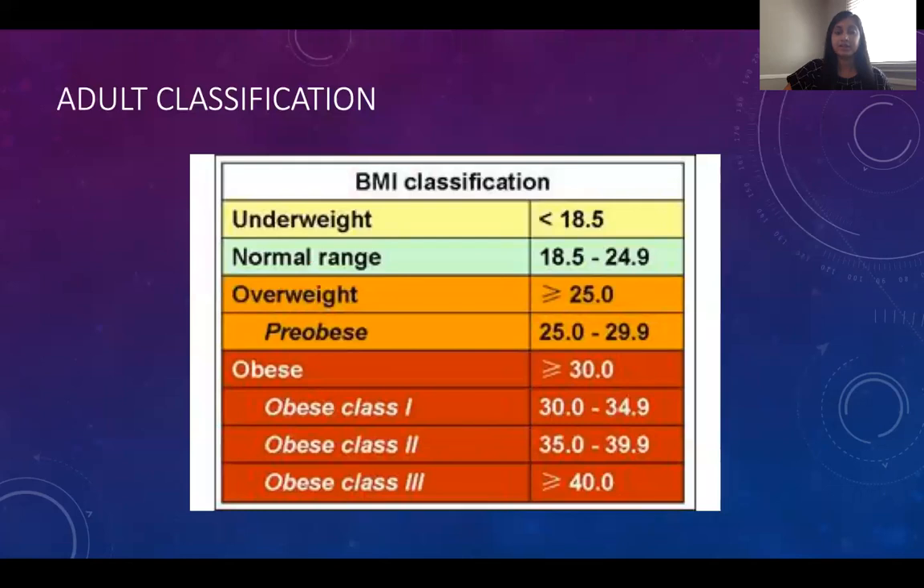In adults, classified here by our BMIs, for BMIs that are greater than or equal to 25, you're considered overweight, and obese if you're over 30. And then further divided into classes 1, 2, and 3 based on a BMI between 30 and 40.